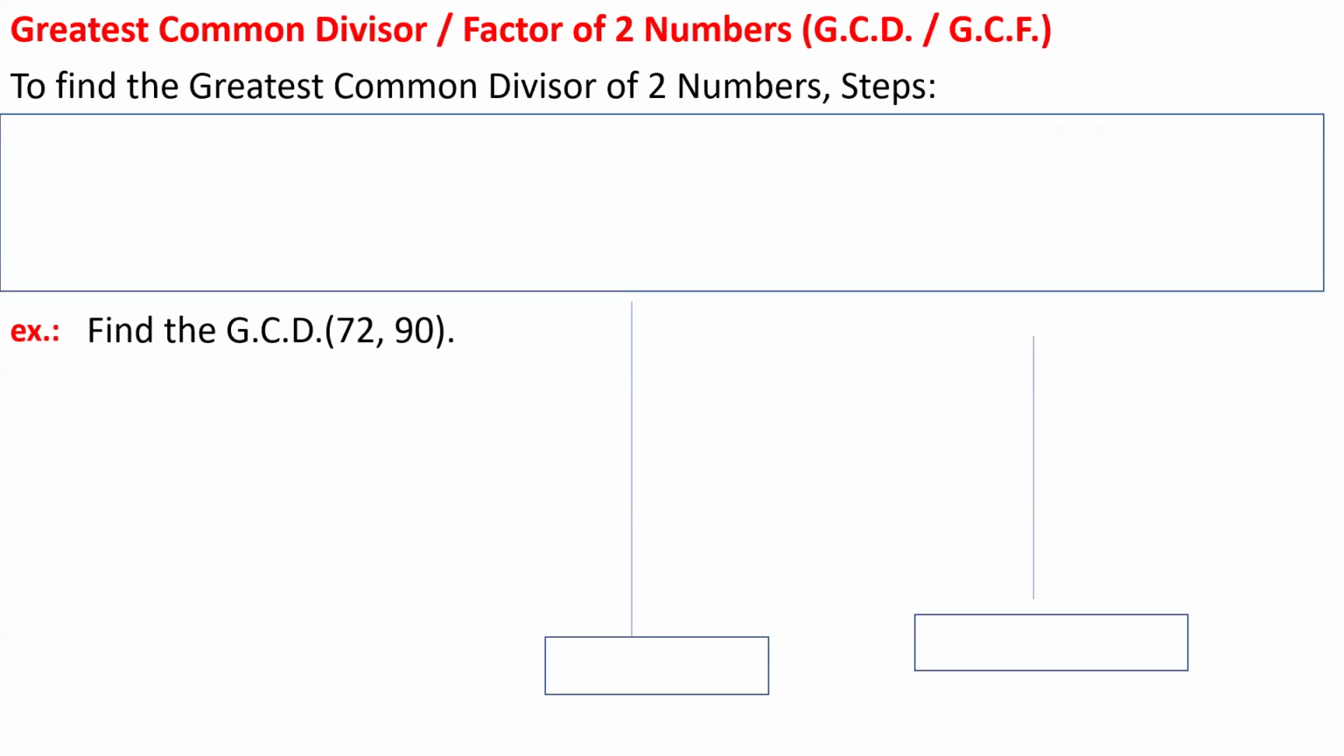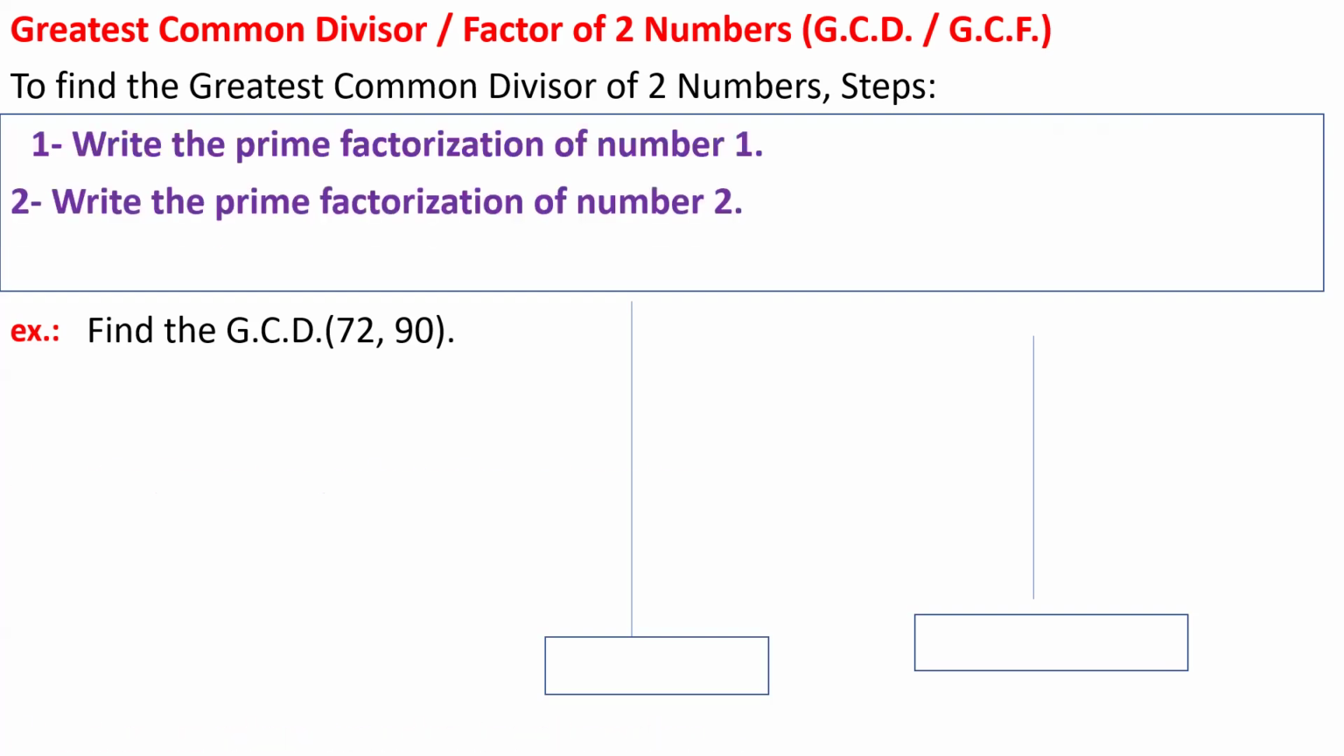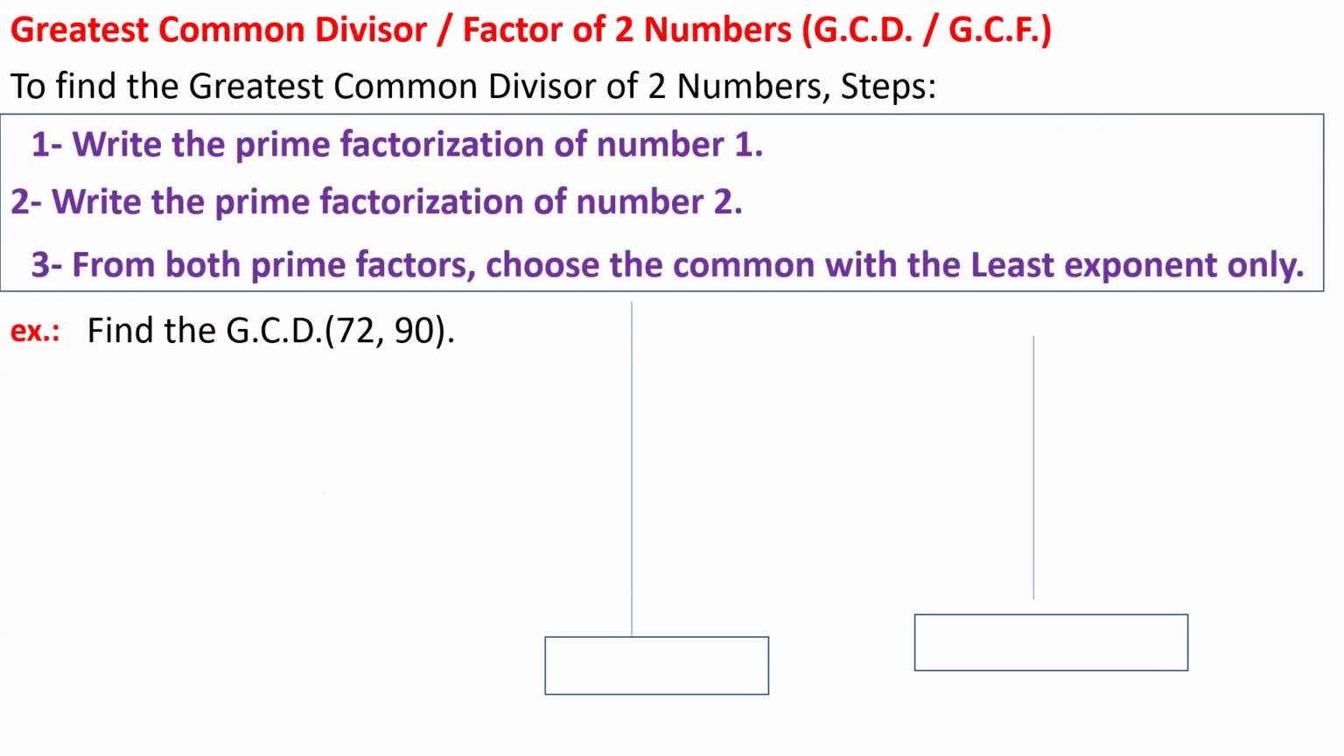Also, as each two numbers have multiples, each number has divisors, and I can find the common divisors of both numbers, and from the common divisors I will find the greatest common divisor. It is called divisor or factor. That's why I use GCD or GCF. It's the same naming. What are the steps to find the greatest common divisor, the GCD? It's the same. I write the prime factorization of number 1, I write the prime factorization of number 2. From both prime factors, I choose the common base with the least exponent only.